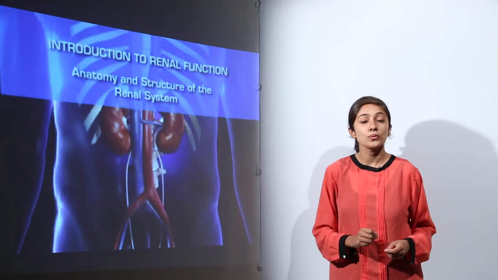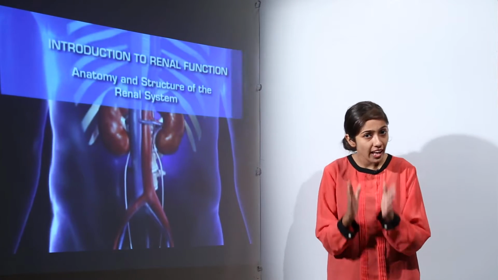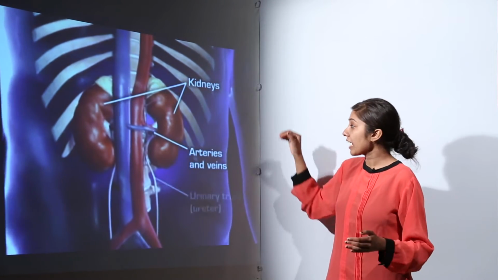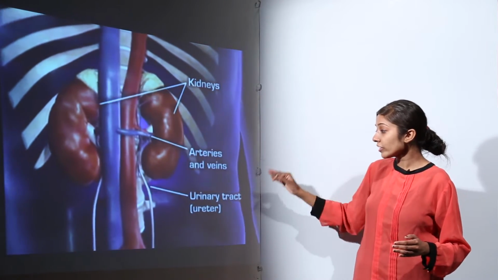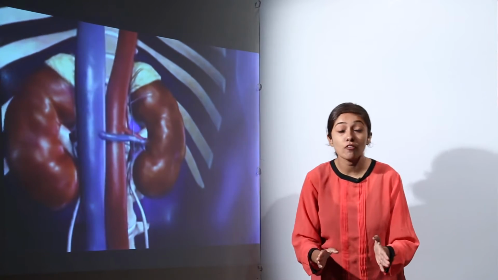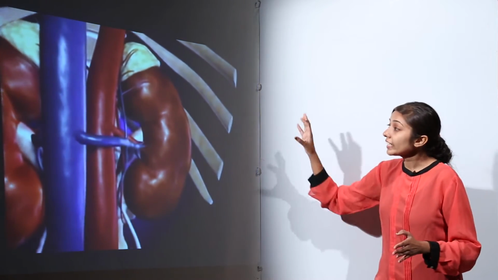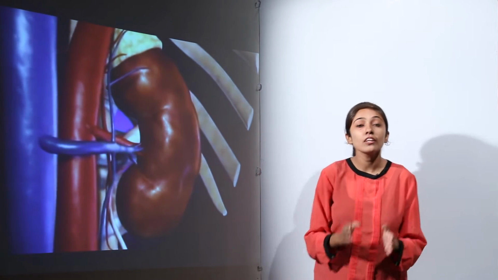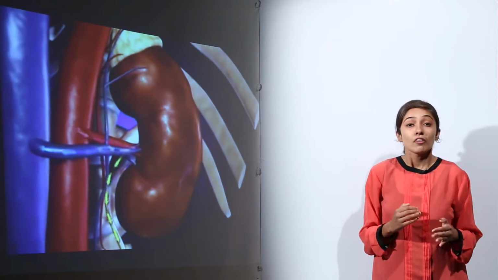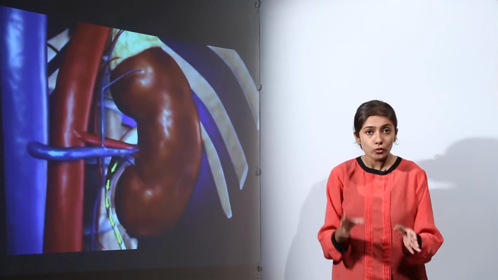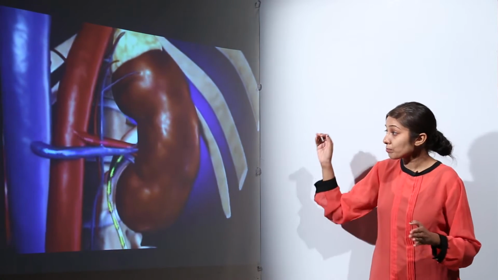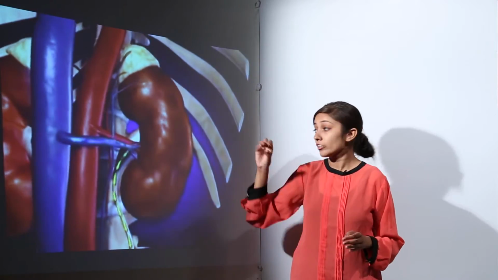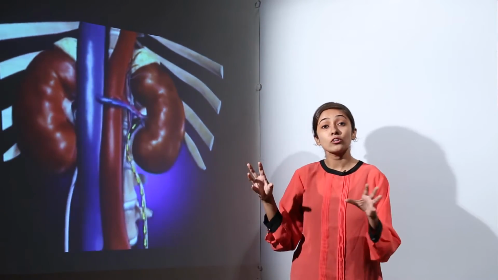Now let us revise with the help of the animation what we have done so far. As you know, in the excretory system we have kidneys, arteries and veins, and the urinary tract. They form the important parts of your excretory system. Kidneys are the bean shaped organs which are the main organs of your excretory system, which finally form the urine, and the urine passes out through the ureters to the urinary bladder and from the urinary bladder to the urethra.